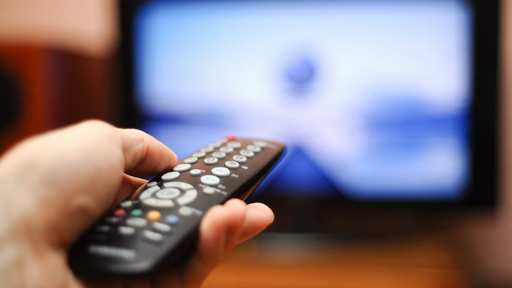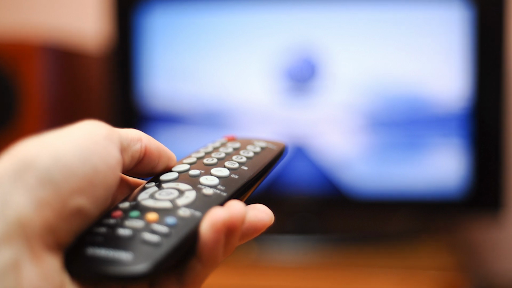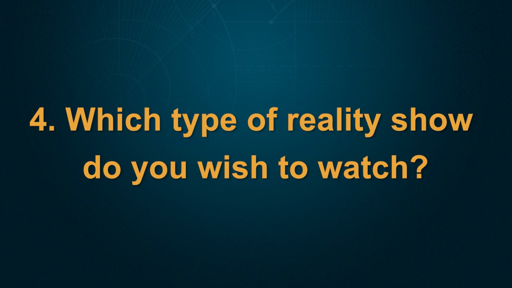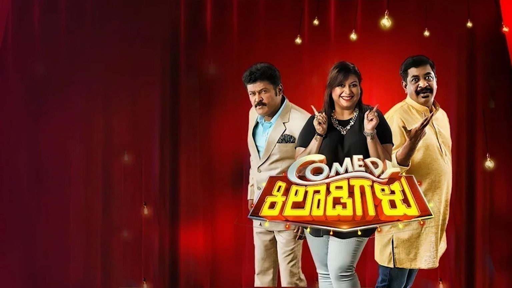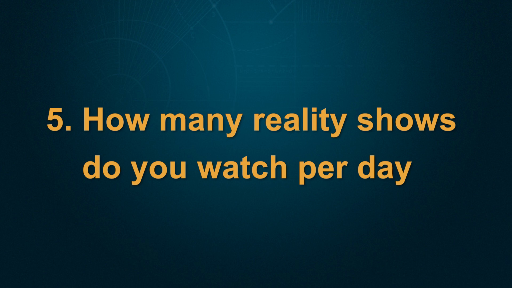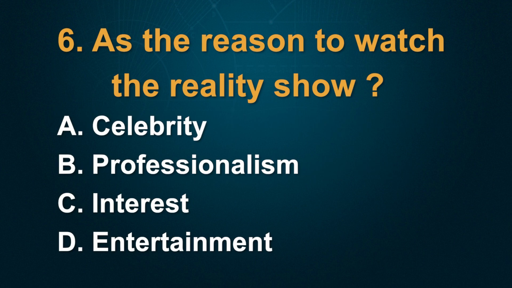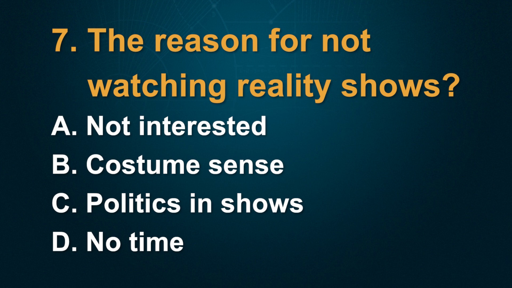If an individual watches reality shows, then the questions to be answered are: the fourth question reads as, which type of reality show do you wish to watch the most? The options are music, dance, games, and comedy. The fifth question is, how many reality shows do you watch per day? The sixth question asks the reason to watch the reality show. The options are celebrity, professionalism, interest, and entertainment. The seventh question is the reason for not watching reality shows. The options are not interested, costume sense, politics in show, and no time.